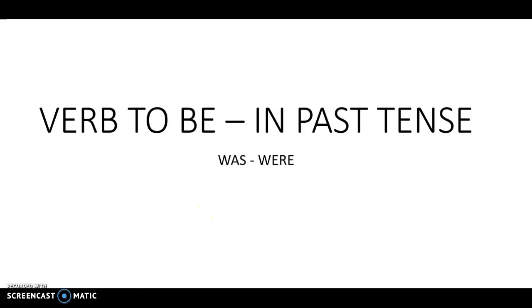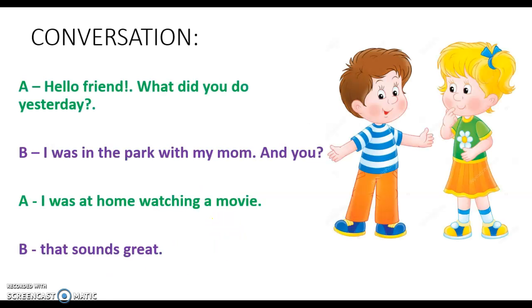Now continue. Muy bien chicos, como les decía, hoy día vamos a estar hablando acerca del verbo to be en tiempo pasado. ¿Qué cosa es el verbo to be? Es el verbo ser o estar. Y en tiempo pasado sería fui, estuve. Muy bien. Now, pay attention.